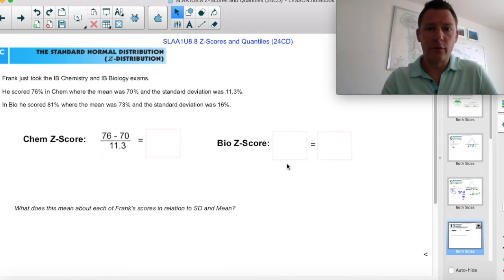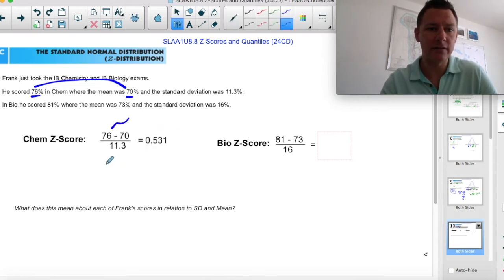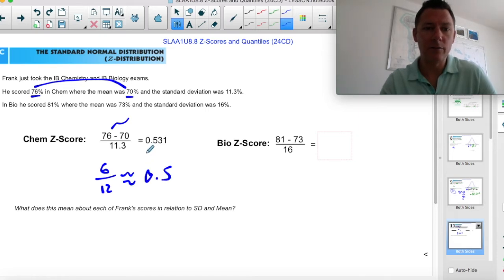We looked at the z-score for these. We looked at Frank's score. He got a 67, and the distance between that and the mean is 6. So he's 6 points over the mean. Standard deviation is about 12 points, so this should be about 0.5, and it is. It means he's about a half a standard deviation above.